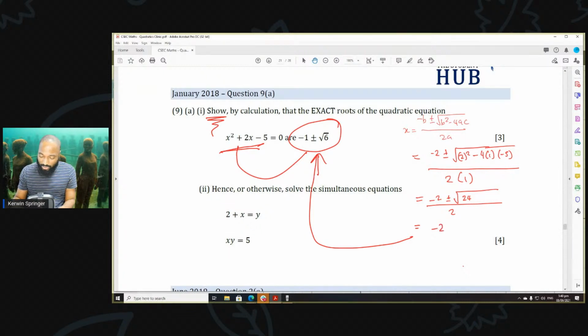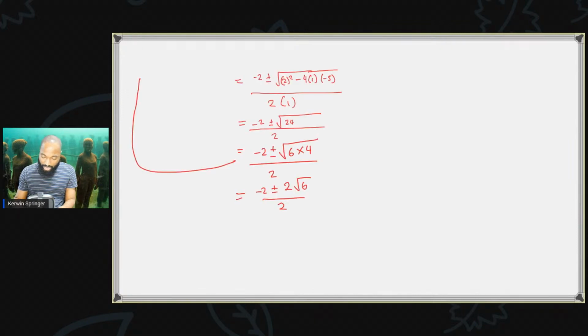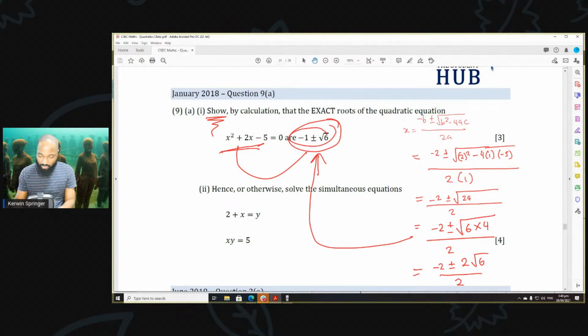So negative 2 plus or minus the square root of 24 can be broken down into the square root of 6 times 4, over 2, which is negative 2 plus or minus the square root of 4, which is 2. So this is 2 times the square root of 6. Some of your eyebrows must be raised, like, wow, you can do that? Yes, you can do that. Advanced people, your eyebrows shouldn't be raised. Put your eyebrow down. You're supposed to know that. There's a topic called surds, right? So this is where we are at. And if I divide everything by the 2, I'm getting negative 1 plus or minus the square root of 6. That's what I wanted to show.